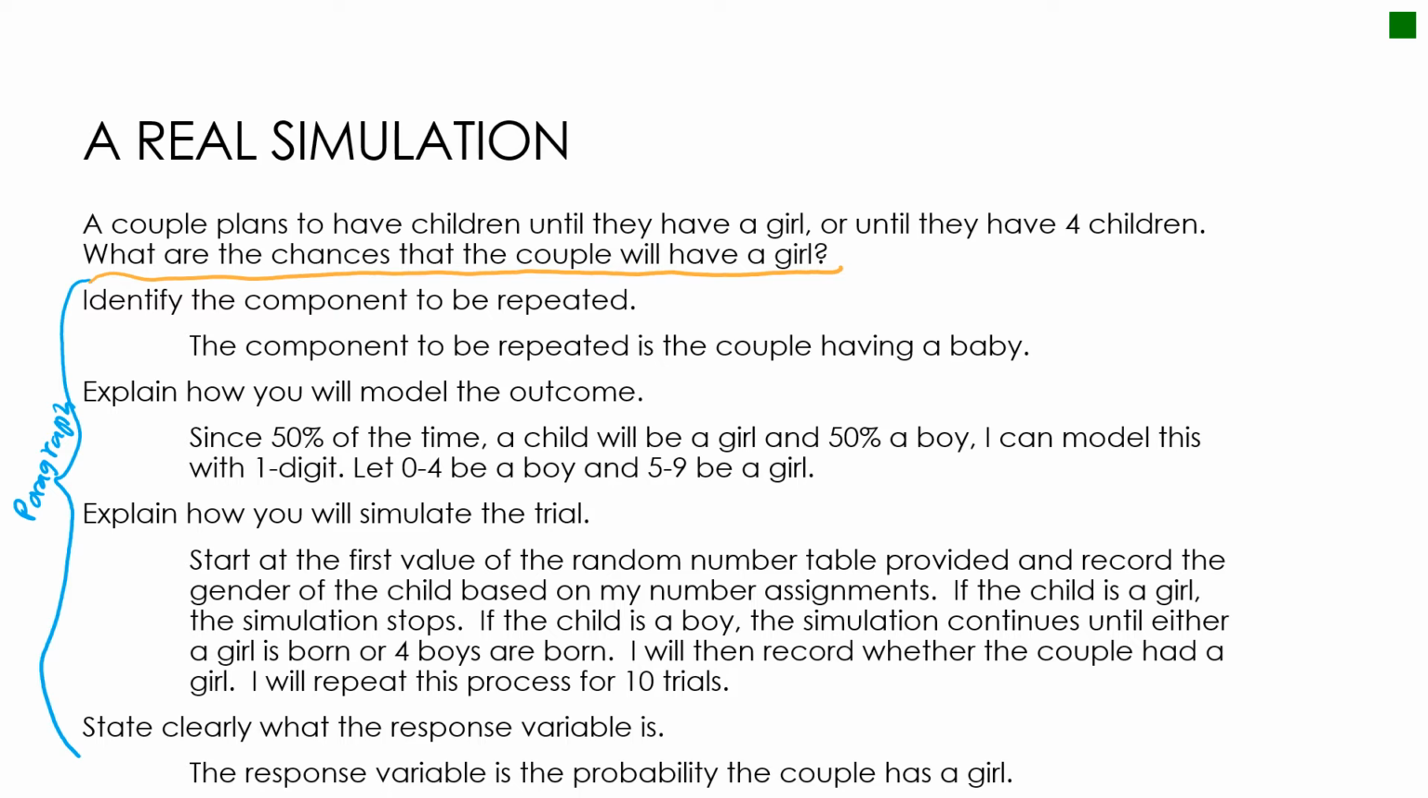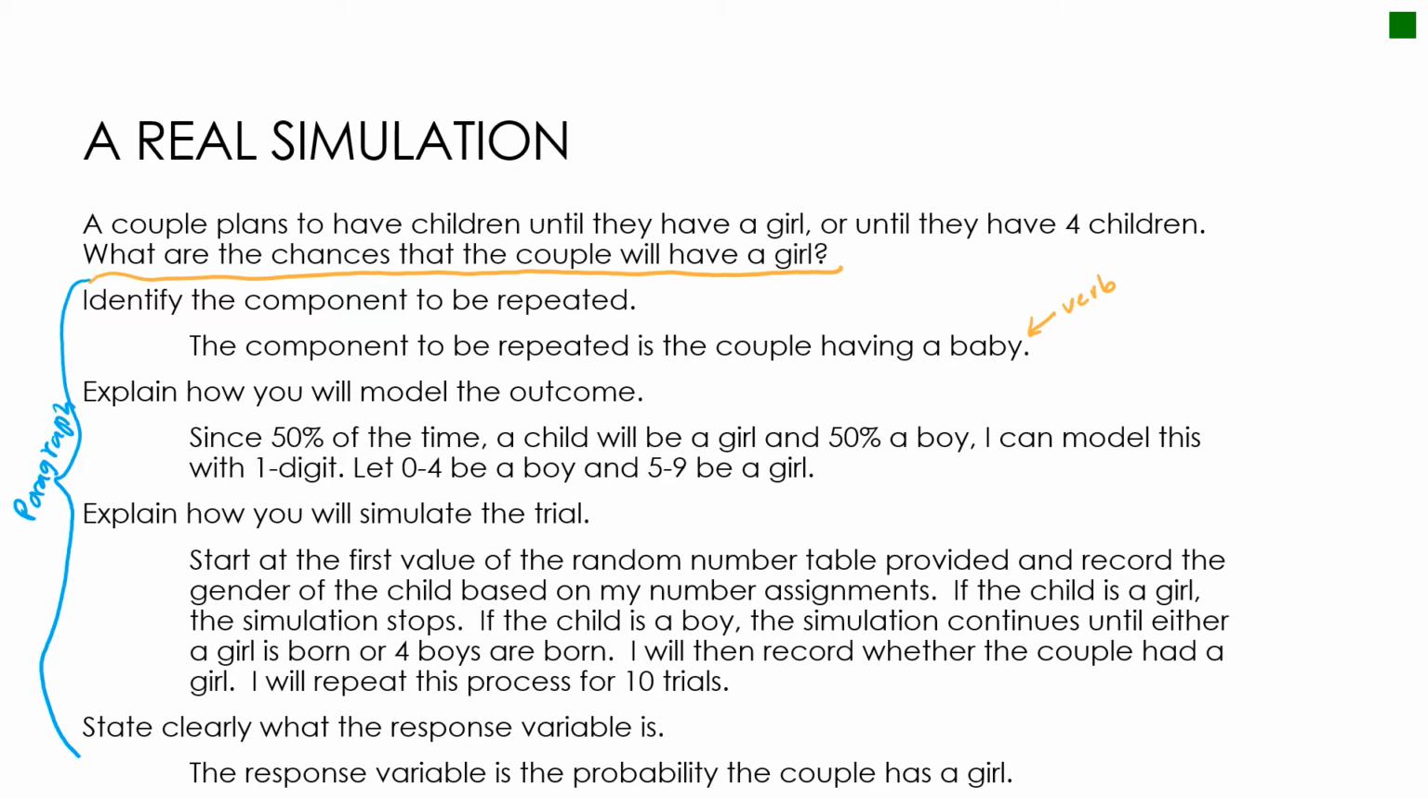First is the component to be repeated. This means every time I choose a random number, what does it represent happening in real life? Of course, in this simulation, every random number I have would be the couple having a baby. So that is the component, because this is a verb. This is an action. The couple is having a baby. Also, just to point out, this is one of those simulations where it's obvious why I wouldn't be able to do this in real life, because that's just a lot of children.